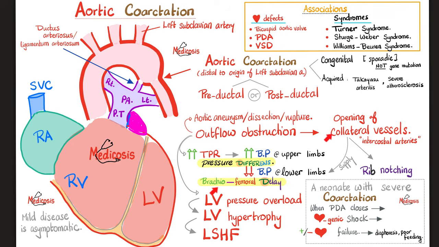In order not to make the matters worse, we open collateral circulations, intercostal arteries, between the anterior intercostal arteries and the posterior intercostal arteries. And this will lead to what? Rib notching and feeling the abnormal pulsation over the patient's chest. Why did the collaterals open in the first place? To supply more blood to the lower part of the body.